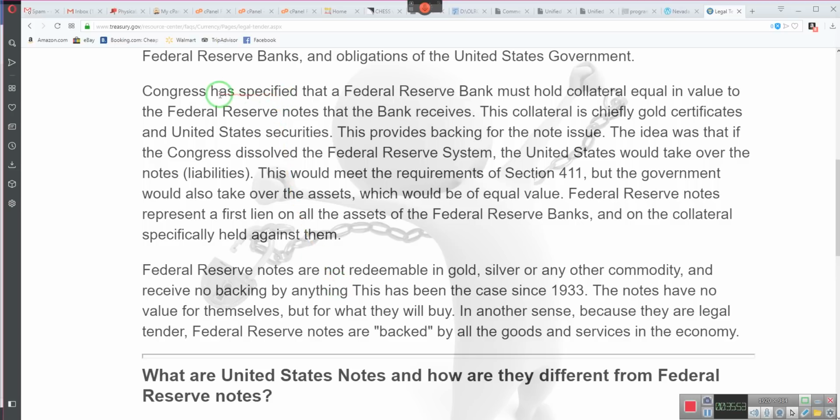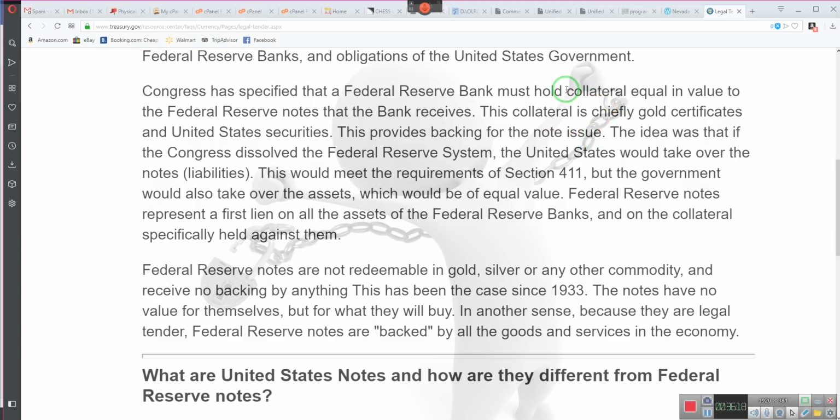Hold on. Congress has specified that Federal Reserve banks must hold collateral equal to the value of the Federal Reserve notes that the bank receives. This collateral is chiefly gold certificates and United States securities. Really? Gold certificates and United States securities? Okay, anyway. This provides backing for the notes issued.